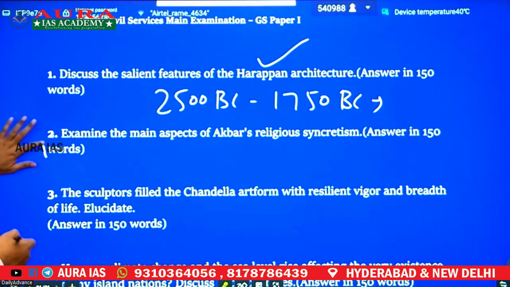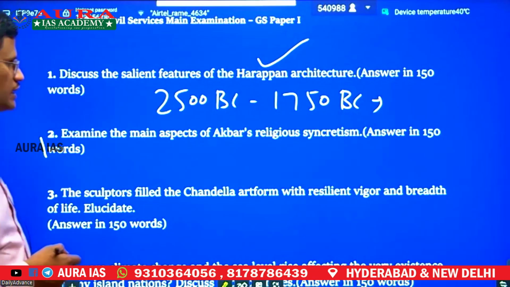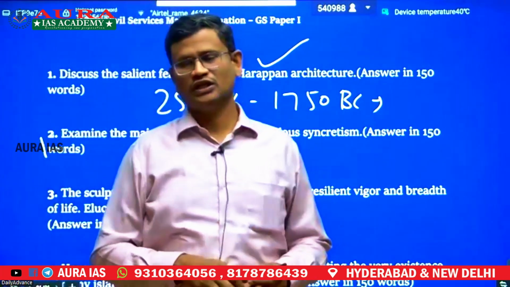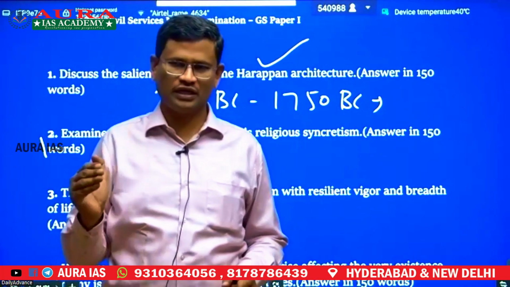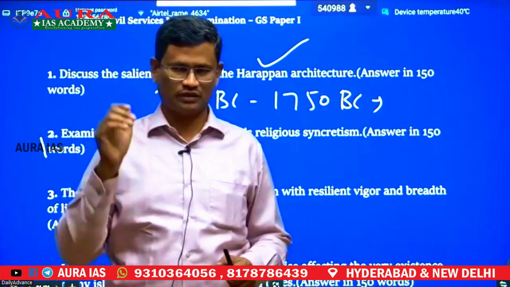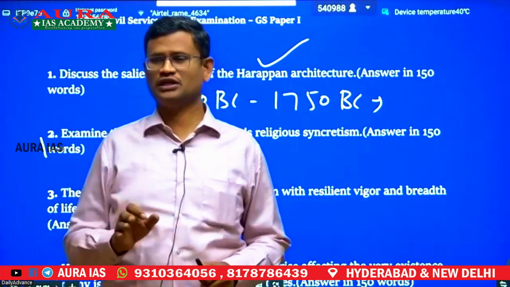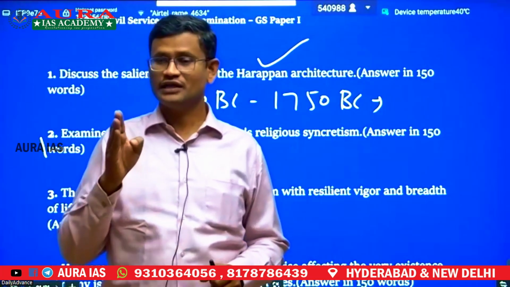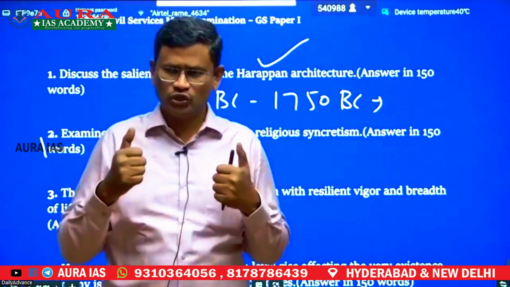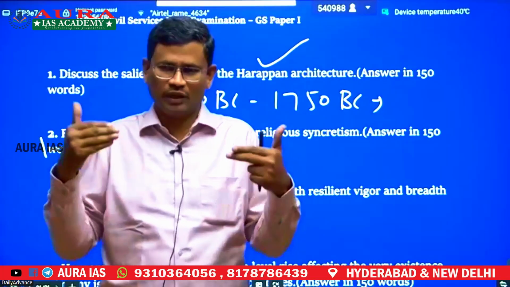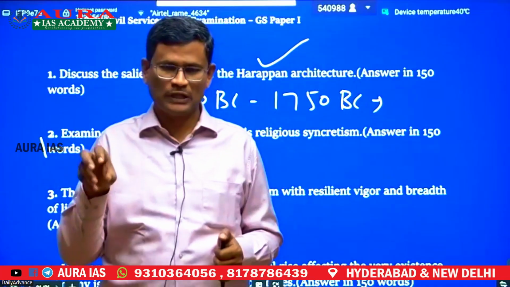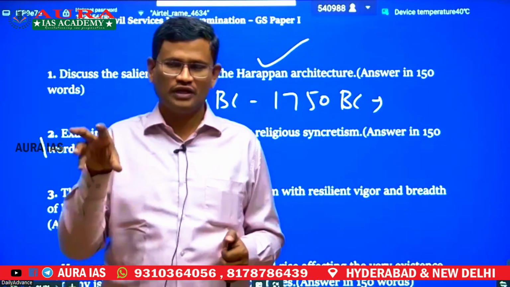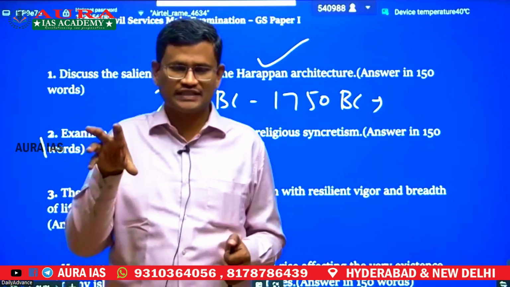Then the second question: examine the main aspects of Akbar's religious syncretism. In the medieval period, it is the Mughal dynasty which reached the commanding heights, especially during the period of Akbar. Akbar was not only an able administrator, he was also a man with a lot of religious tolerance. He took many Hindu wives, and in the harem, in the palace, he allowed idolatry. Idolatry is a sin in Islam. Worshipping God in human form is called idolatry, and this is not accepted in Islam.